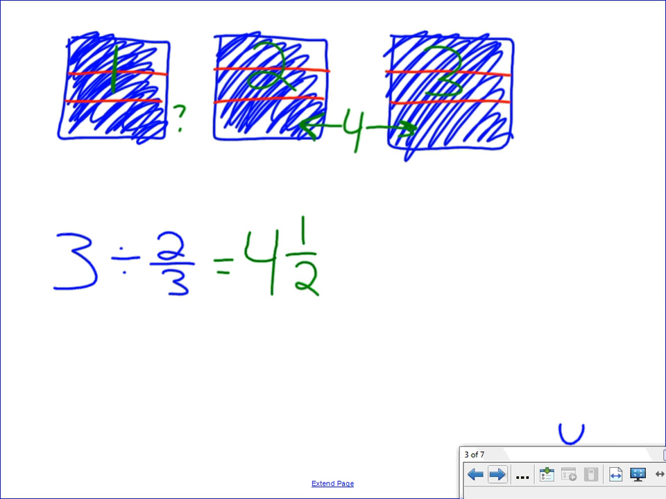Again, kind of a difficult concept when we start looking at it this way, but let's think about it using a reciprocal. Let's rewrite our problem here, but use a reciprocal and multiplication this time.